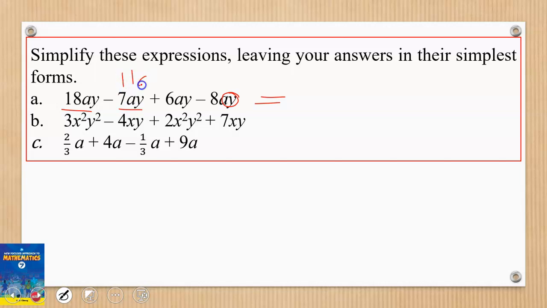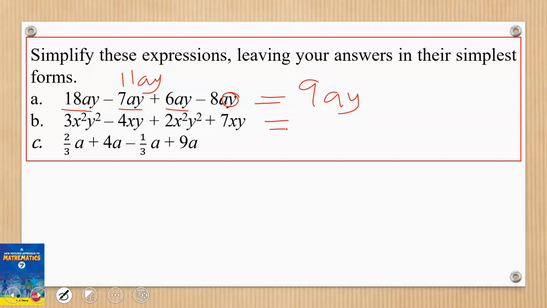11ay we have here, then plus 6ay will give us 17ay minus 8. In all, we have 9ay. Then again, 3x squared y squared minus 4xy plus 2x squared y squared plus 7xy.